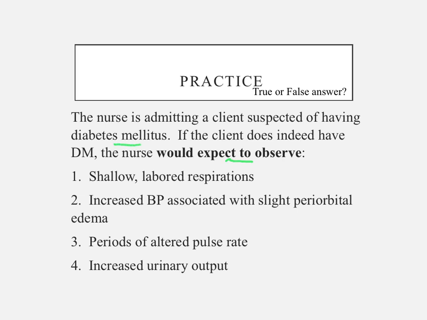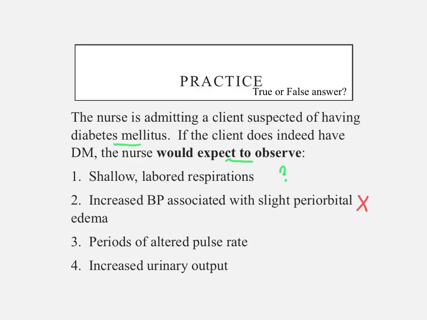Number 1, shallow labored respirations. Not sure. If you're not sure, just put a little question mark. Number 2, increased blood pressure associated with slight periorbital edema. Well, I don't remember periorbital edema for diabetes, so I'm just going to put an X because I don't think that's correct.